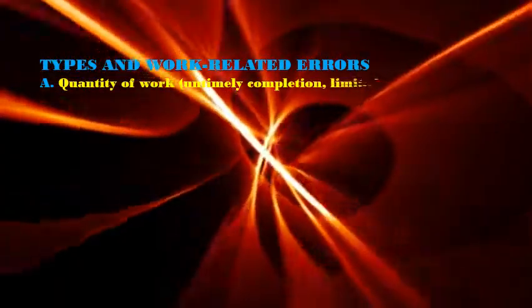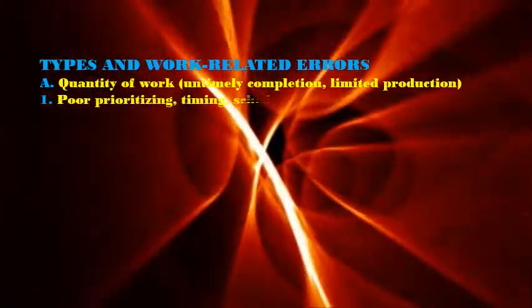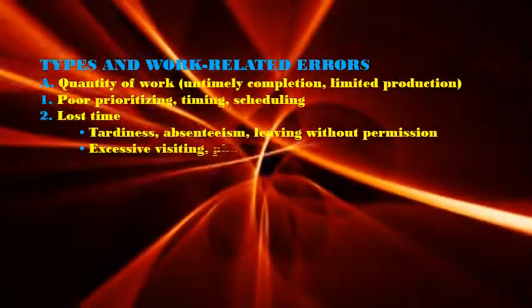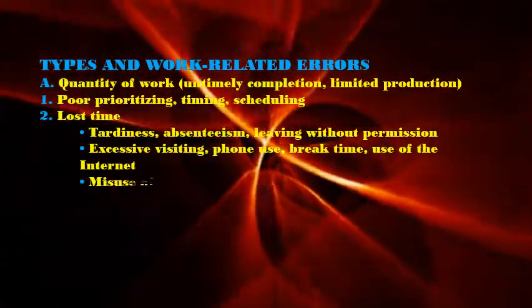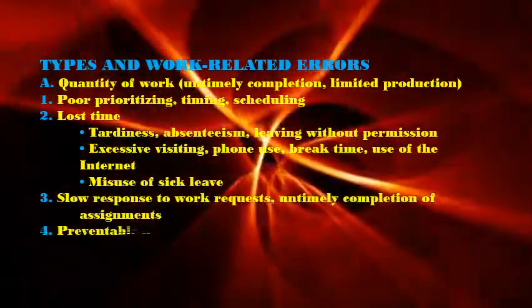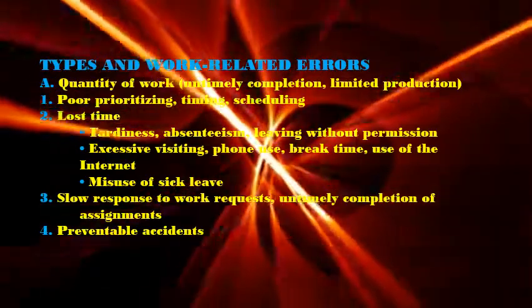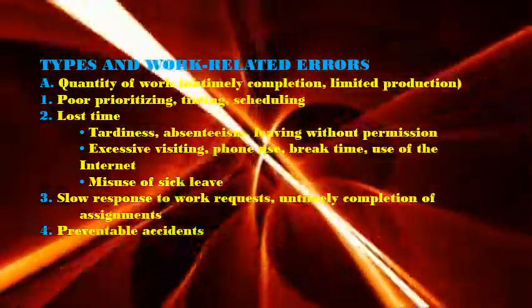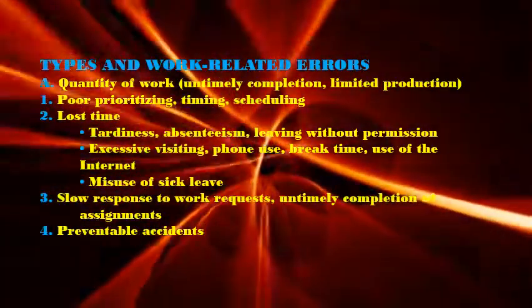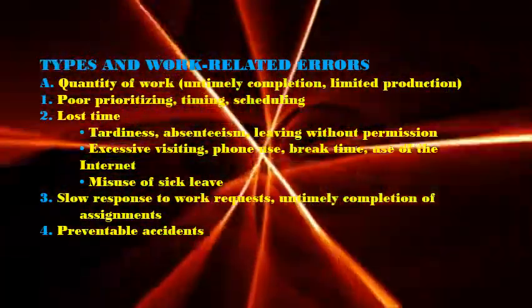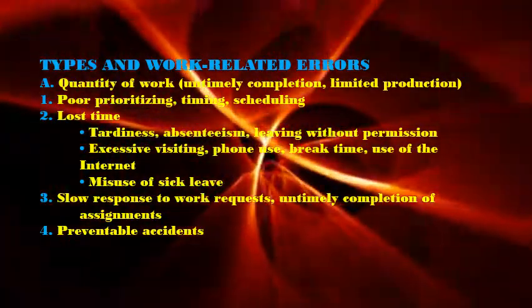Types of work-related errors. A. Quantity of work, untimely completion, limited production. Number 1. Poor prioritizing, timing, scheduling. Number 2. Lost time, tardiness, absenteeism, leaving without permission, excessive visiting, phone use, break time, use of the internet, misuse of sick leave. Number 3. Slow response to work requests, untimely completion of assignments.